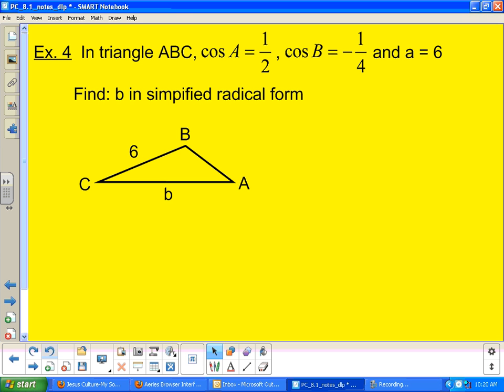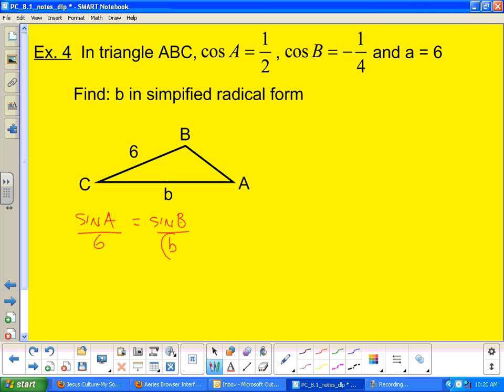All right, so how can we find this B in simplified radical form? We've been dealing with law of sines, which means I'd love to be able to set up law of sines. I'd love to be able to do this: sine A over 6 is equal to sine B over B, because that's what we are looking for. But the problem is we don't have sine stuff. We have cosine stuff.